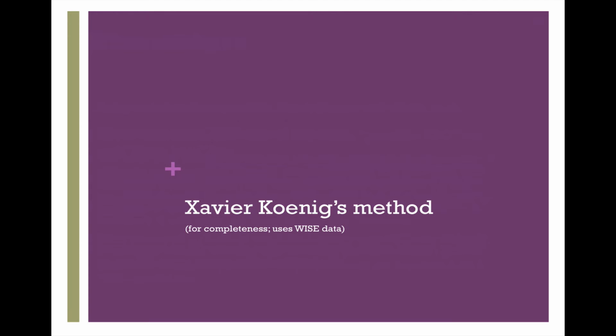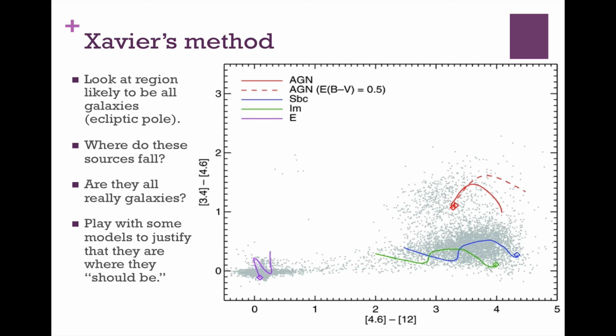Xavier's method is similar, but is using WISE data rather than Spitzer data. We didn't use this for CFC, but I'm going to include it here because other teams have used Koenig's method, and as long as I'm making a video, let's make it a little bit more globally applicable. So here, too, he's got the same approach. Look at a region that's likely to be all galaxies. In his case, it was the ecliptic pole.